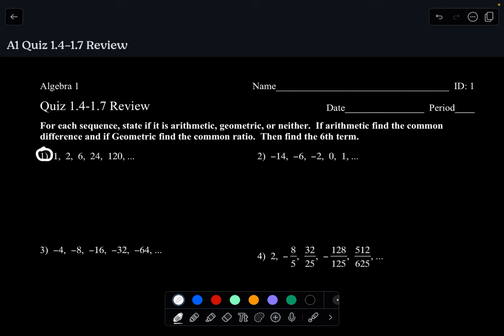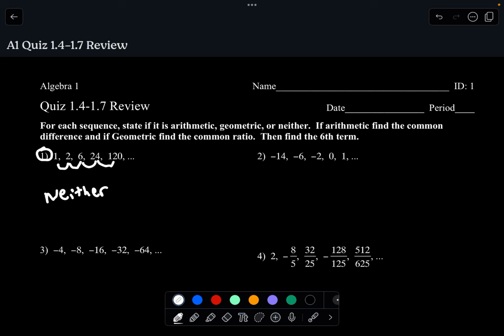It says, for each sequence, state if it's arithmetic, geometric, or neither. If arithmetic, find the common difference, and if geometric, find the common ratio. The common difference is what you're adding, and the common ratio is what you're multiplying by. So when we look at 1 to 2, 2 to 6, 6 to 24, 24 to 120, you're not adding the same number, and you're not multiplying by the same number. So this is actually neither.